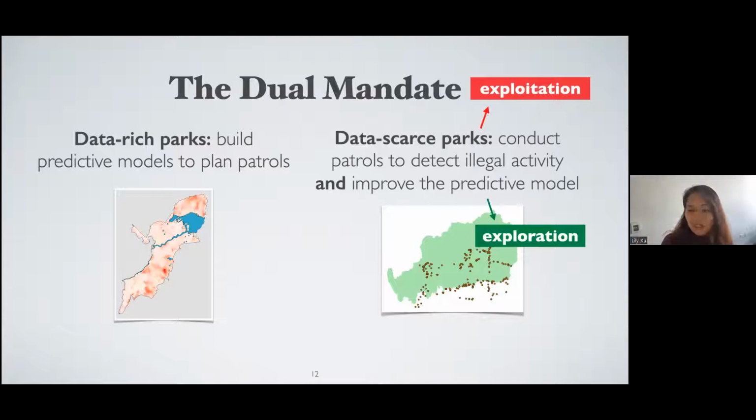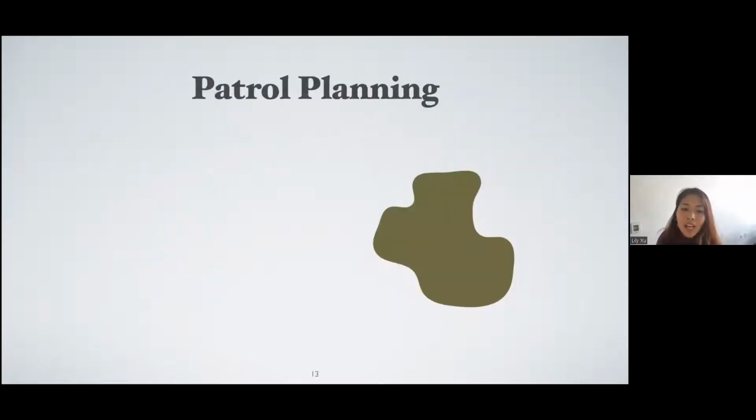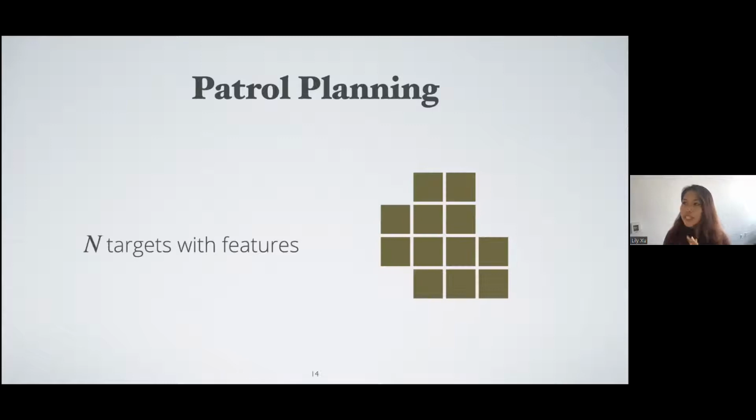So that's what I'll introduce here. To set up our model, I'll just consider a toy instance of a park. This is our protected area, and we discretize it into N different targets within the park, each with an associated feature vector. So each one of these targets has a set of features, such as what we've seen before about land cover, distance to road, distance to river, precipitation, and so on.